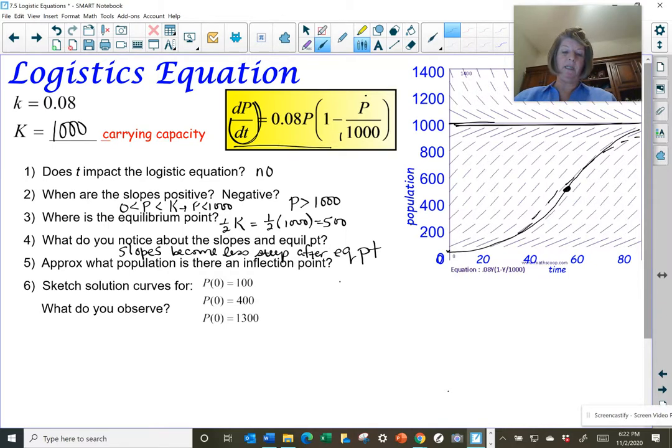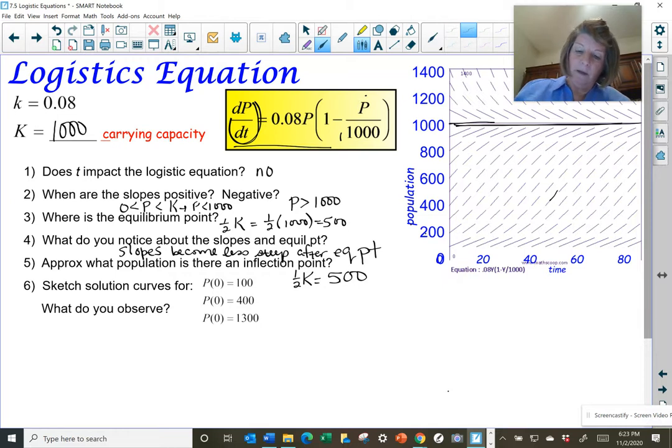Approximately what population is there an inflection point? Well, if that question were asked to me, that population happens at 1/2 carrying capacity, 1/2 of K, or at 500, right? So a couple different ways you can come at that 500 number. Sketch the solution curve. So at P of 0, we start out with 100 for our population. So then I would follow kind of jiggly here, something like that.